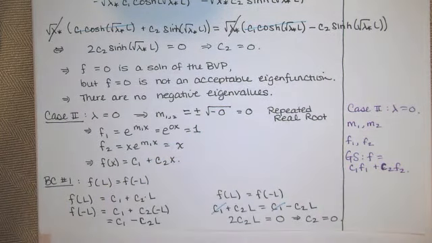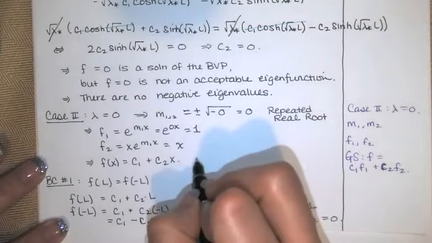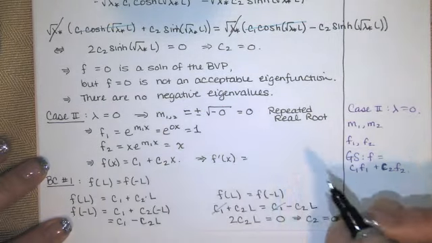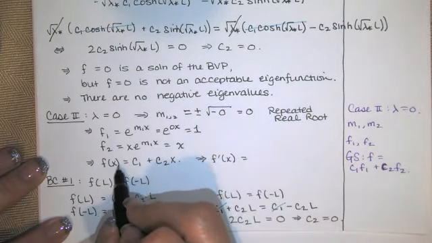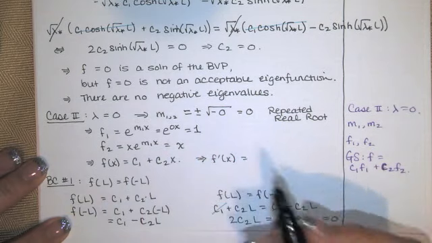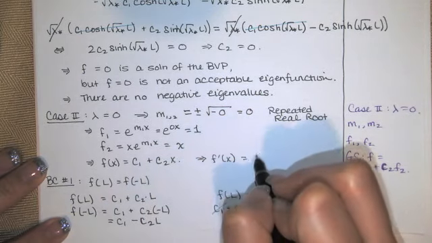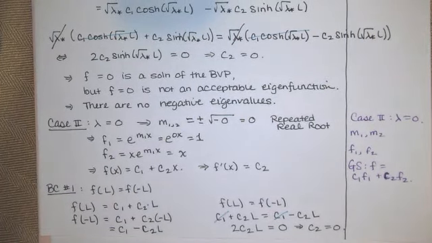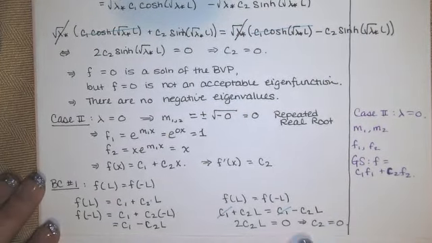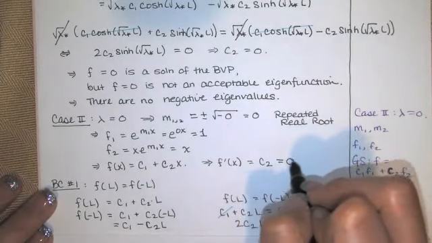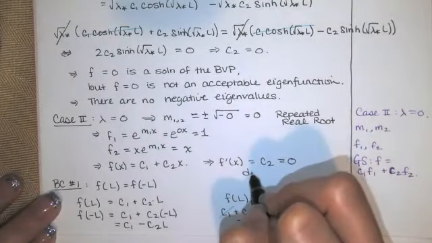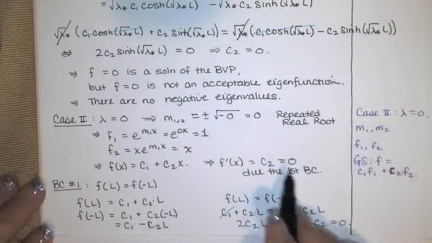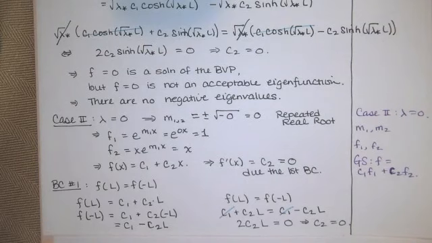Now for the second boundary condition, we need to compute f prime. So I'll first compute f prime of x. The derivative of f of x is the derivative of a constant, which is 0, plus the derivative of this constant times x, which is just this constant. So f prime of x is just c2. And actually, we just found that c2 had to be 0. So I'll just write: due to the first boundary condition, we see that f prime is equal to 0.